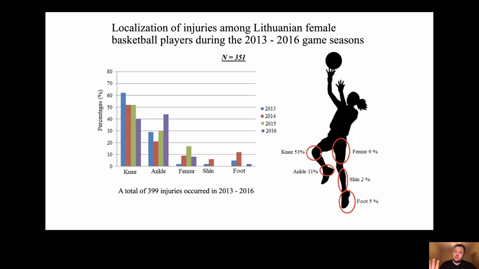So sex also has an influence. Usually male players are suffering mainly from ankle sprains, while female players are suffering from knee problems. We have to remember that.